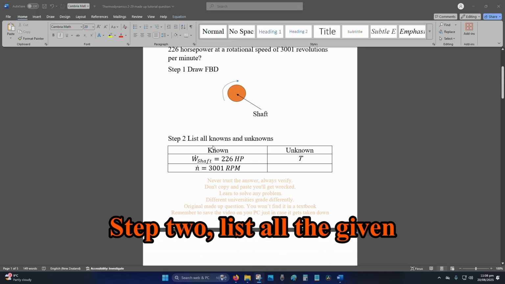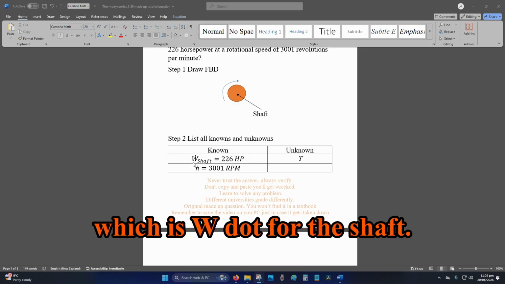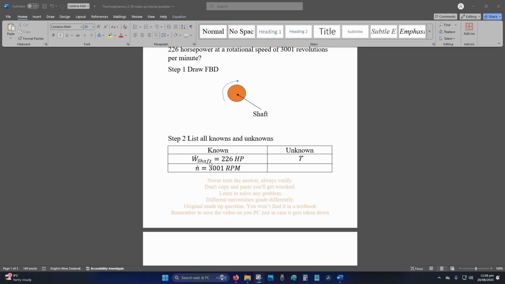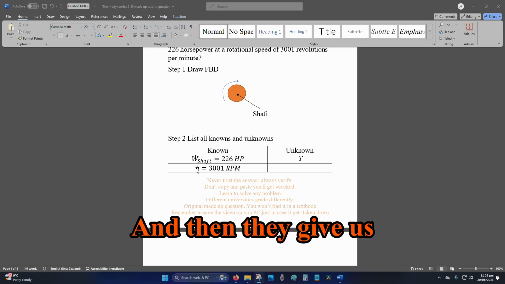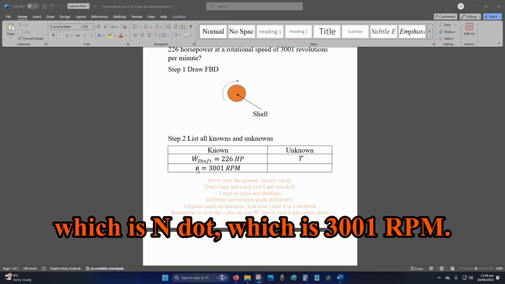Step 2, list all the given values and find the unknown. So they give us the power, which is W dot for the shaft. So that's work flow rate. And then they give us the rotation per minute, which is N dot, which is 3001 RPM.